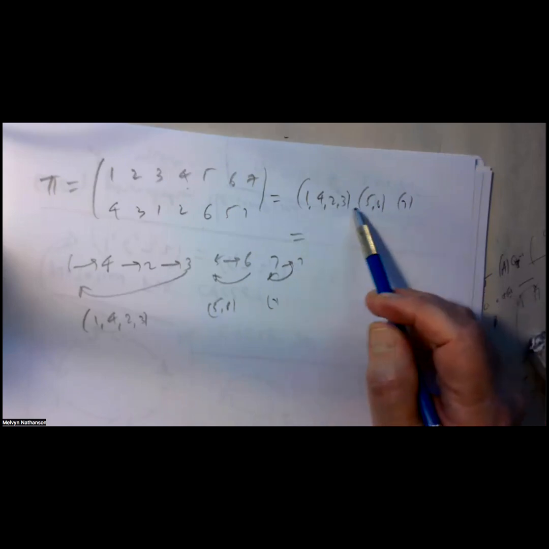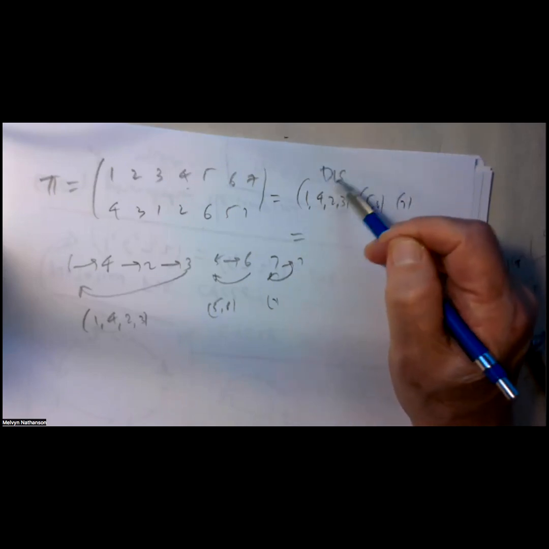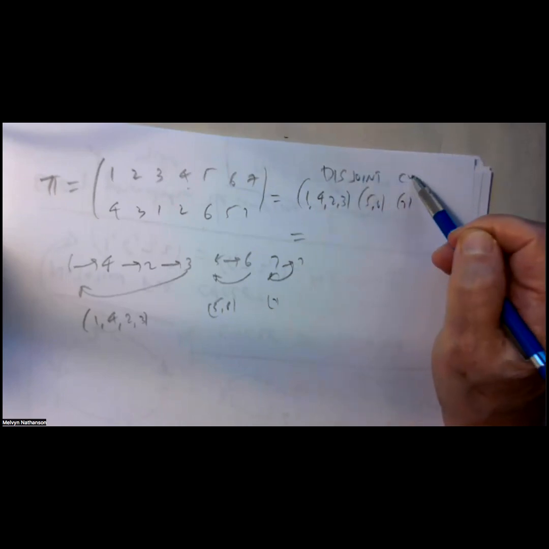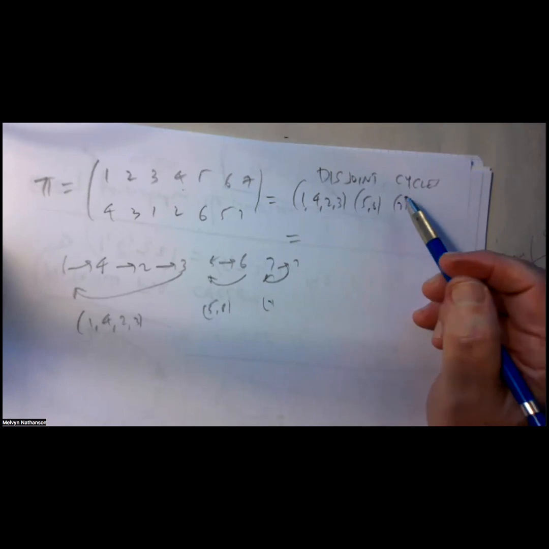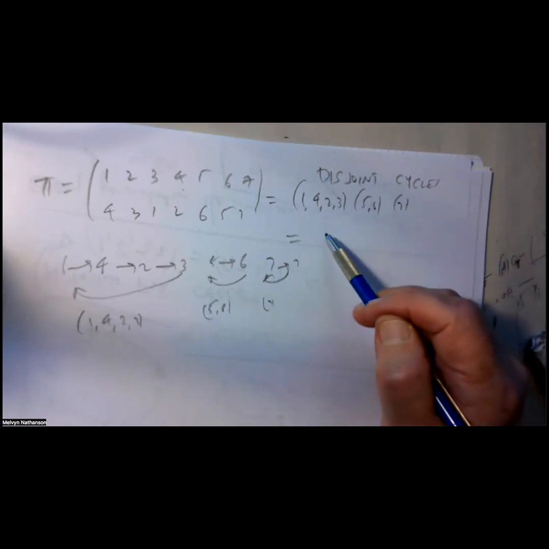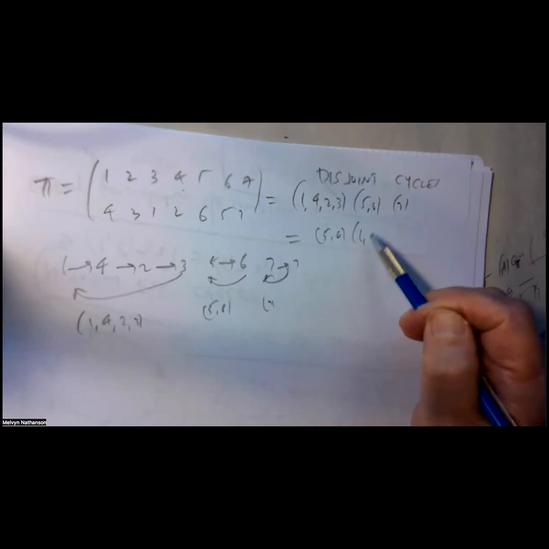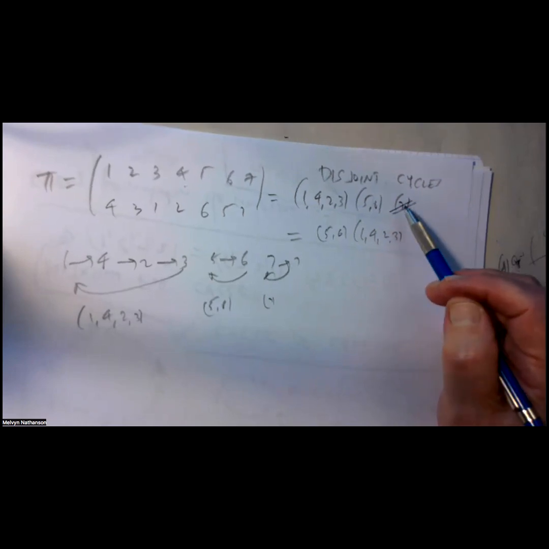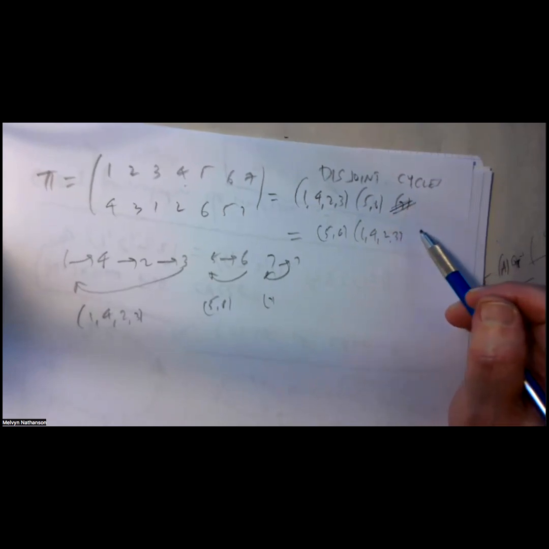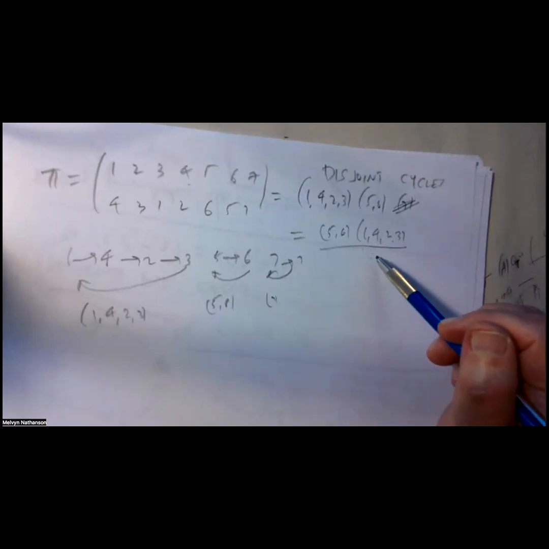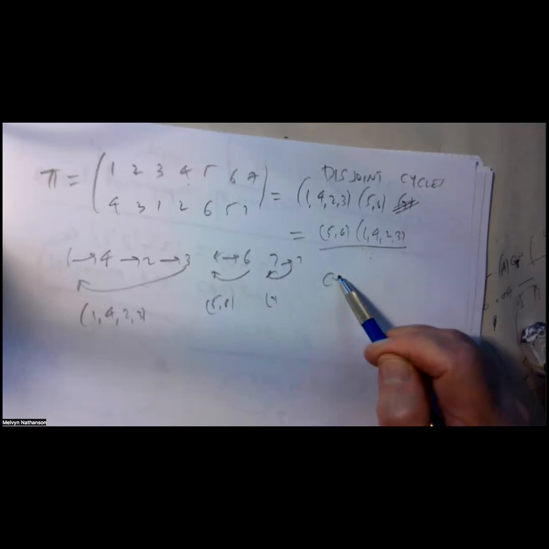Second, these are called disjoint cycles, which means they have no element in common. These disjoint cycles can be permuted. This is the same as the cycle (5 6)(1 4 2 3). And I don't even have to write down the cycle of length 1. I can, but it just means it doesn't move anywhere. So this is what is called the cyclic decomposition of a permutation. It's a product of these disjoint cycles. So this is cycle notation.